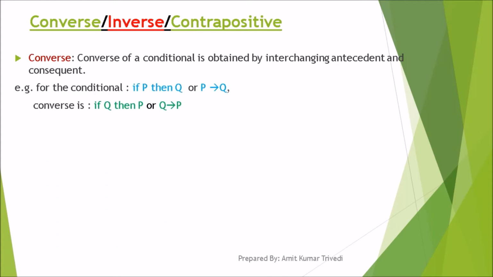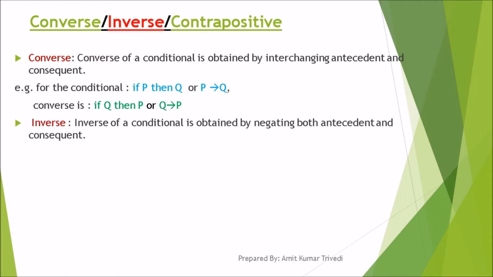Now in this example you can see for the conditional, if P then Q or P implies Q, here P is the antecedent and Q is the consequent. So the converse will be obtained by interchanging both. That means now Q becomes the antecedent and P becomes the consequent. So here the answer is, if Q then P, or Q implies P.